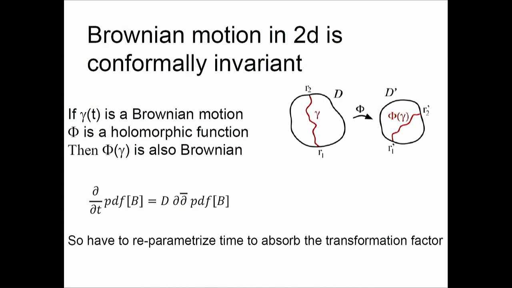It has the property that this probability distribution function is a solution of the diffusion equation. Hence, it is conformally invariant. In other words, if you take a Brownian path in a domain and you map it to another domain, phi of gamma, and phi is conformal, again phi of gamma will be Brownian.